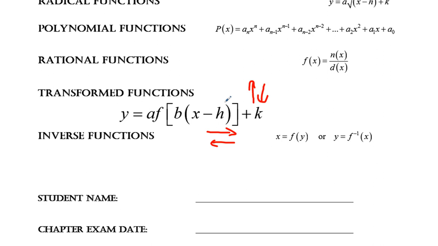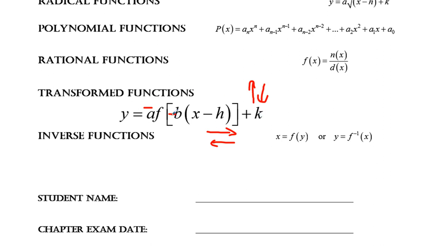I believe that last lesson we talked about some reflections. When the A value is negative, that is a reflection over the X-axis. It influences Y. We're going to learn more about this in a couple seconds, actually. A influences Y. A and K are Y issues.